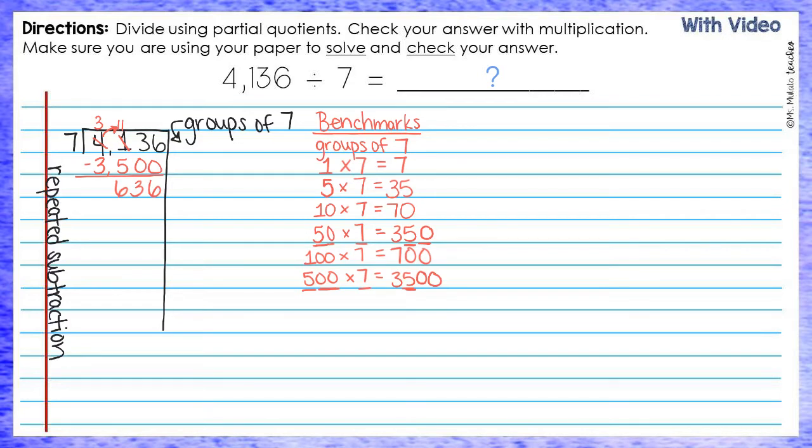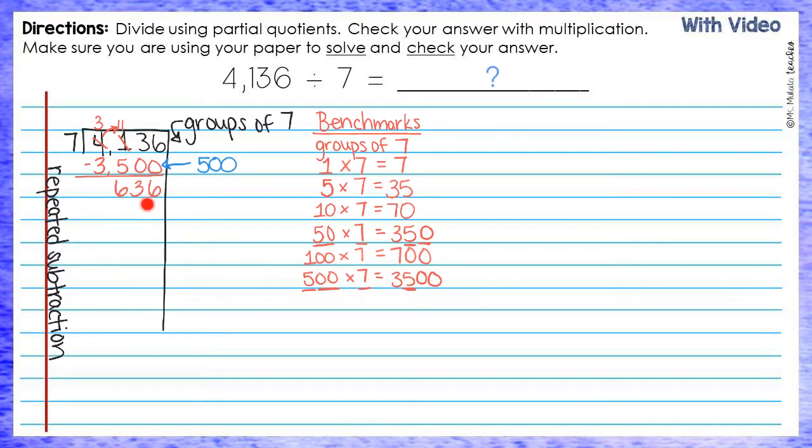Before we move on, we need to think about 3,500 has how many groups of 7? Well, over in our benchmarks, we can see that 3,500 was 500 groups of 7. So next to 3,500, we're going to write that that was 500 groups of 7. All right, now we can continue.